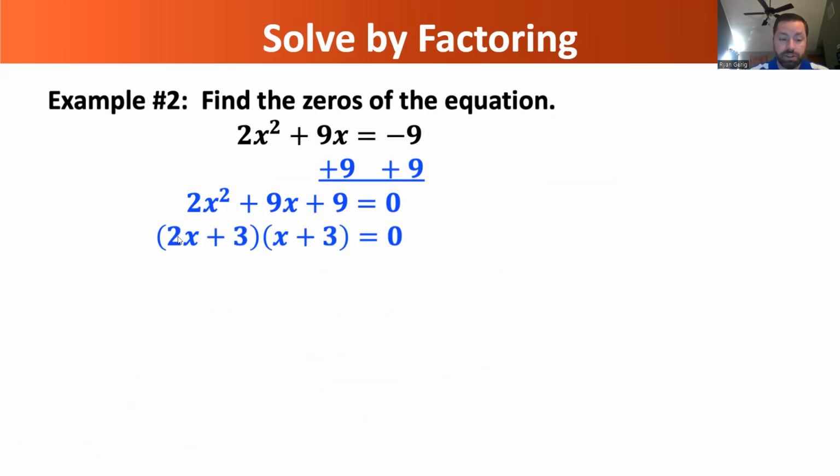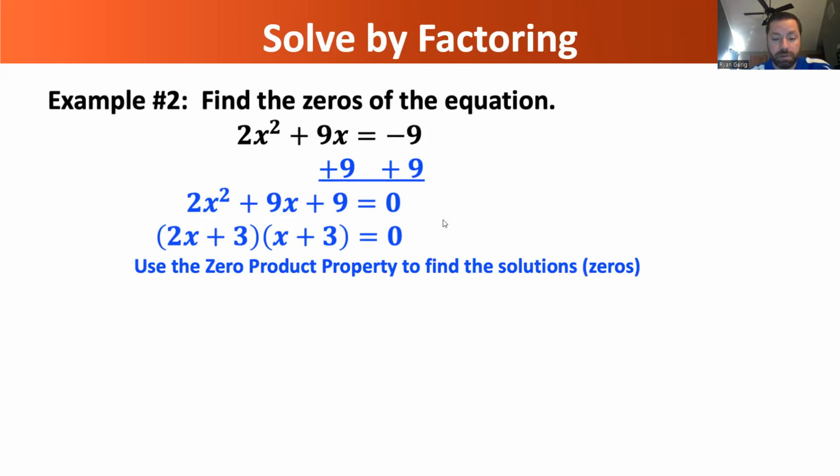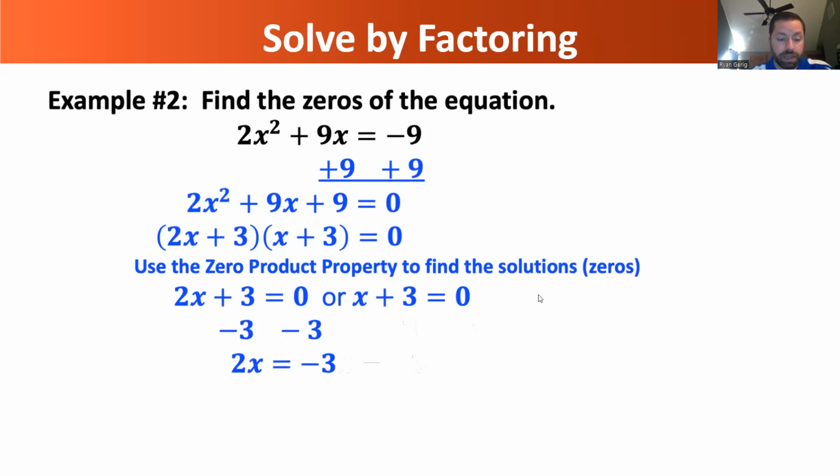And let's just see. 2x times 3 is 6x. 3 times x is 3x. 6x plus 3x is 9x, and that works. So there's my factored version of that trinomial. Okay, we're going to use the zero product property to find the zeros. So 2x plus 3 equals 0, or x plus 3 equals 0. Subtract 3. I get 2x equals -3. Divide by 2. I get x equals -3 over 2.